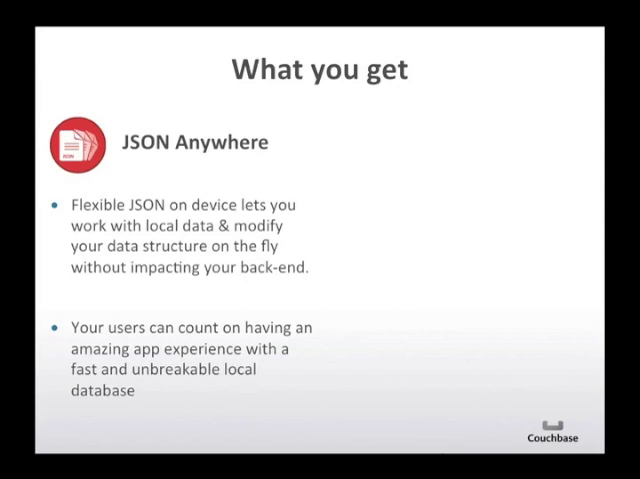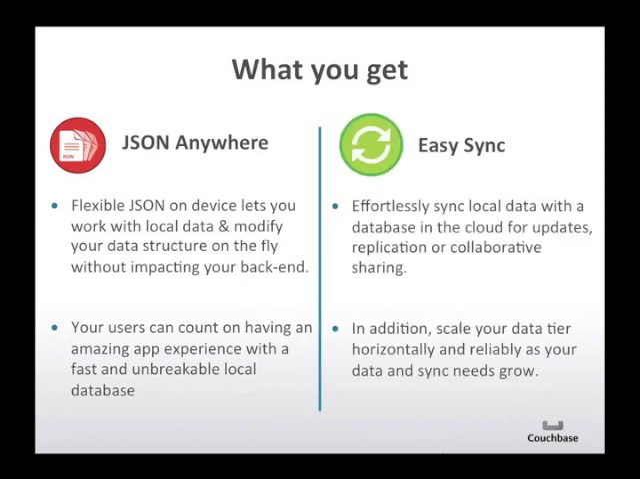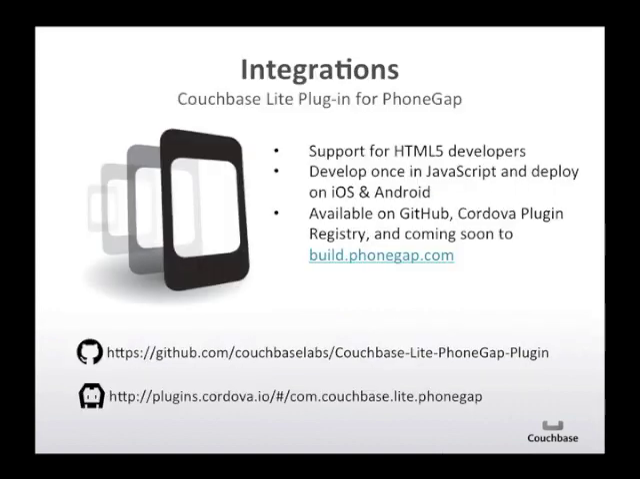So in summary, what you get is JSON Anywhere, being able to have JSON data no matter where you are, and easy sync, being able to sync your data easily, fluidly, and easy to scale out or adapt as your needs change. We'll dive into more about sync in just a second, but first I want to talk a little bit about our partnerships. One of the really exciting things about Couchbase Lite is that we've been working with a couple of partners to provide support for a lot of different development communities.